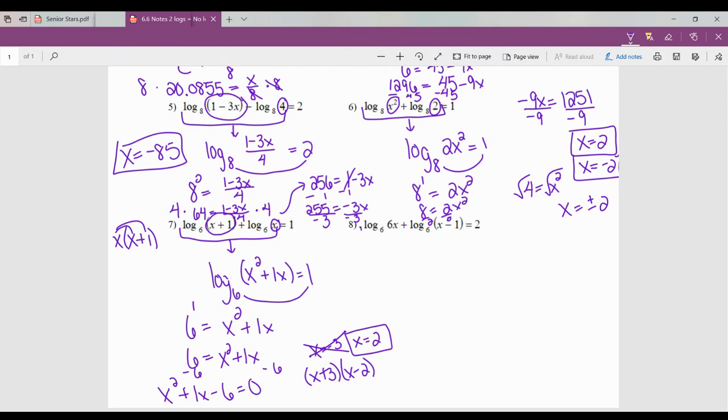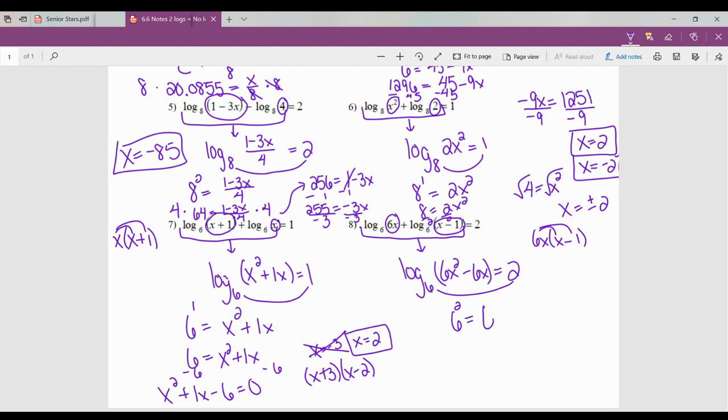Last one, we've got 2 logs. So we're going to condense them into 1 log, log base 6. I'm going to take this 6x and this x minus 1, and because it's adding, I'm going to multiply. So I distribute that in, so 6x squared minus 6x equals 2. And now I have 1 log equals no logs. I swoop to exponential form. 6 squared equals 6x squared minus 6x. So we get 36 equals 6x squared minus 6x.